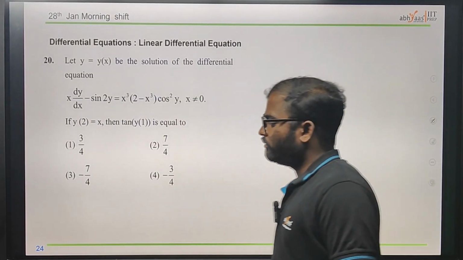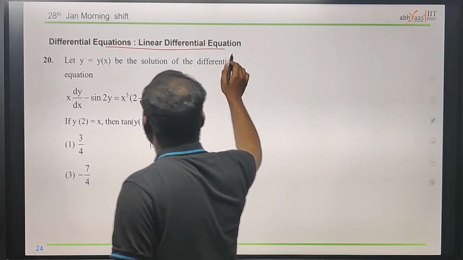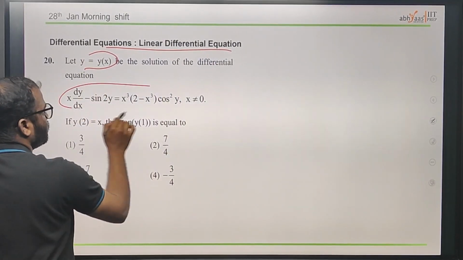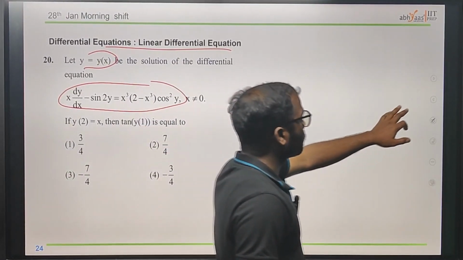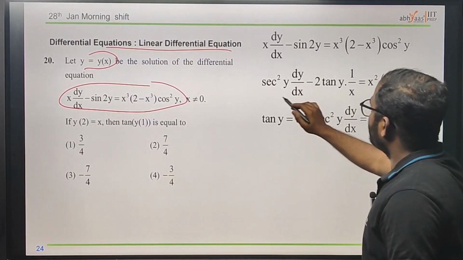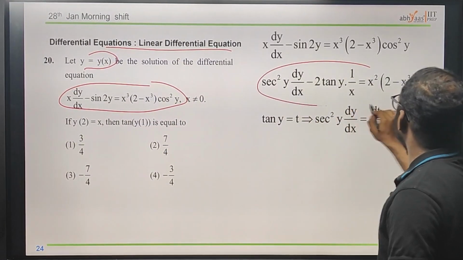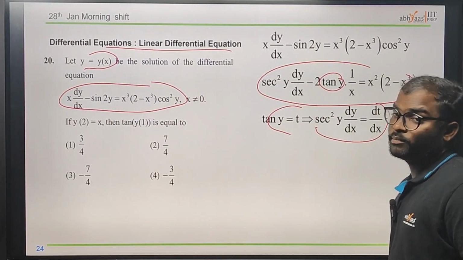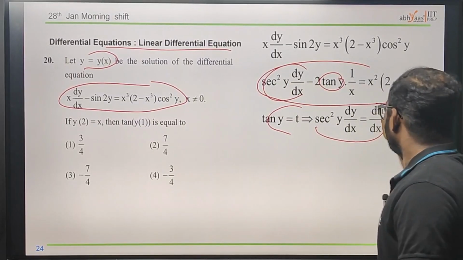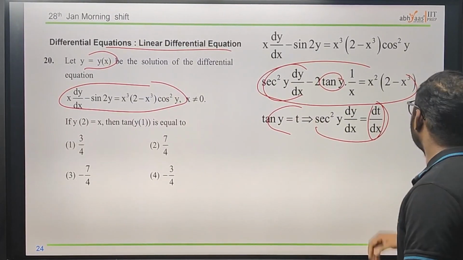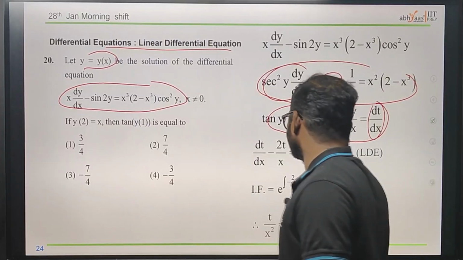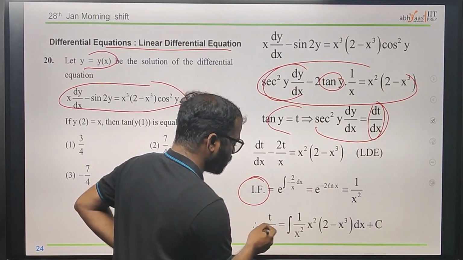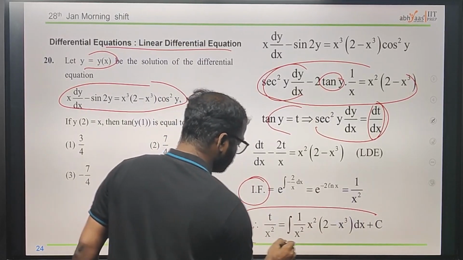Next question is on the basis of differential equations, where y is equal to x, the solution of the differential equation which is this one. First we need to convert it to standard form. After converting, we have this situation. Substitute tan as t, so secant square becomes dt, and we can put dt by dx to make it look easy. Now in this process we can easily find the integrating factor. After that, just substitute in the formula and we can easily find the equation.